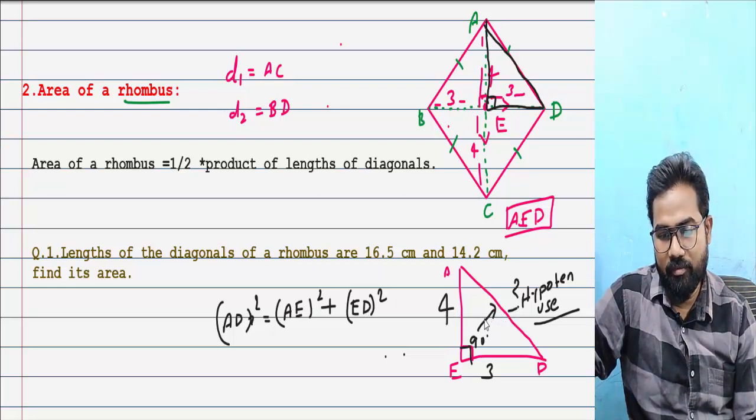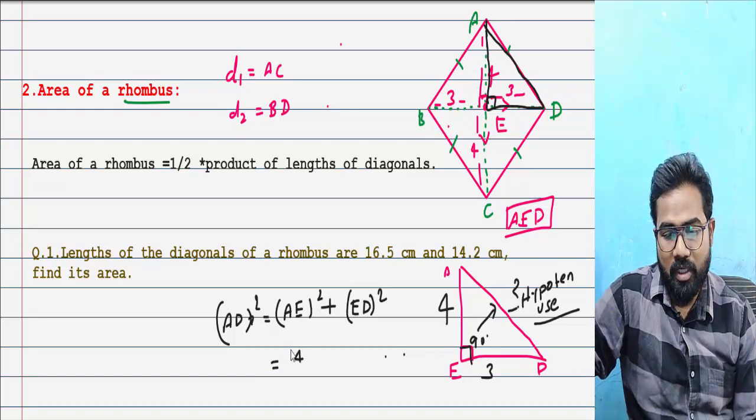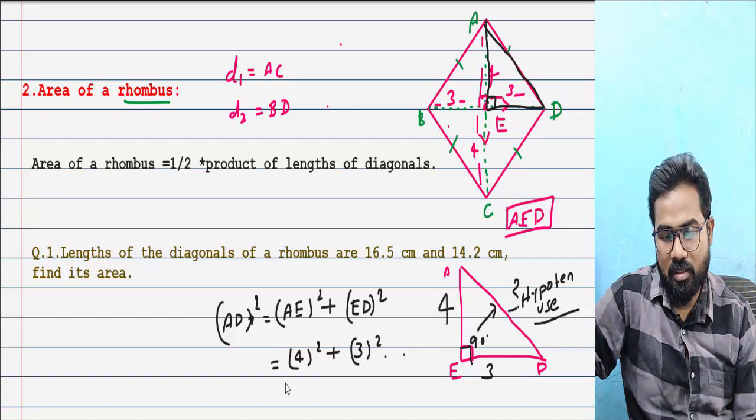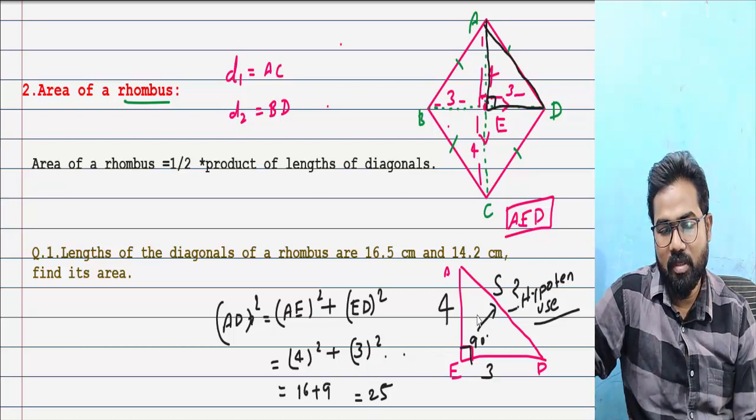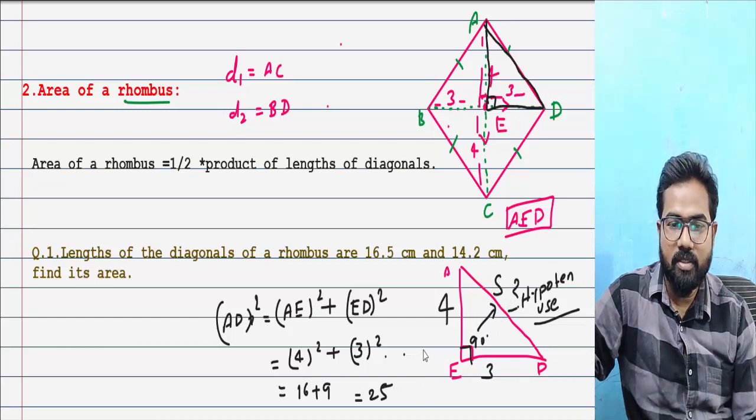Here we have two sides, and we need to find the third side in a right angle triangle only. So AE is given as 4, so we put 4 square here, and ED is given as 3 square. That's 16 plus 9, which equals 25. So AD square equals 25. It means this number will be 5, since 5 square is 25. That's why we can put AD equal to 5. So this is the way to find out the length of sides of the rhombus.